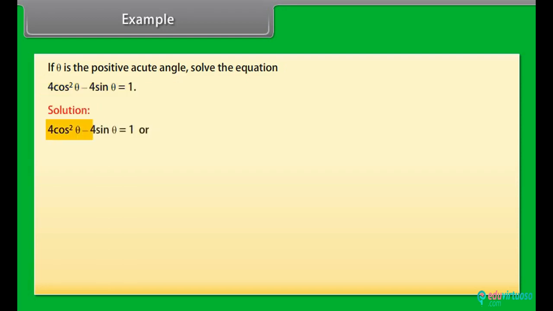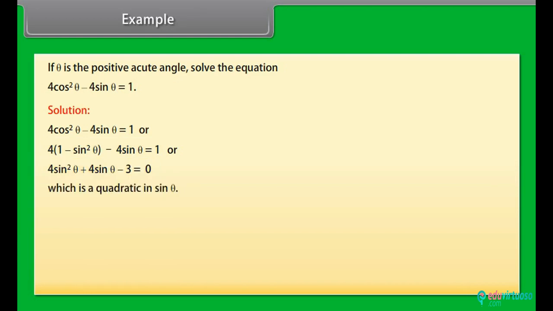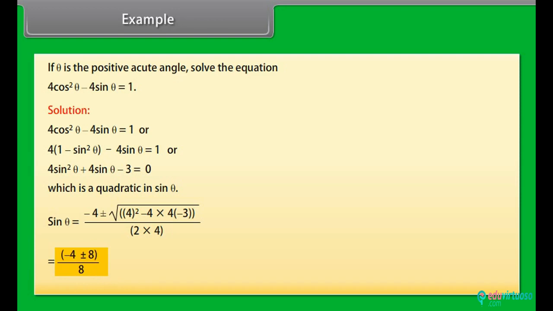Solution. 4 cos square of theta minus 4 sin of theta is equal to 1, or 4 into (1 minus sin square of theta) minus 4 sin of theta is equal to 1, or 4 sin square of theta plus 4 sin of theta minus 3 is equal to 0, which is a quadratic in sin of theta. Sin of theta is equal to (minus 4 plus minus under root 4 square minus 4 into 4 into minus 3) by 2 into 4 is equal to (minus 4 plus minus 8) by 8 is equal to 1 by 2, or minus 3 by 2.